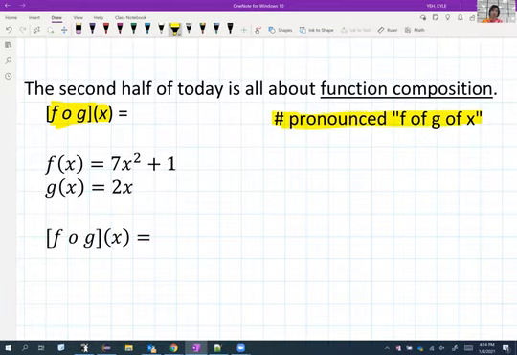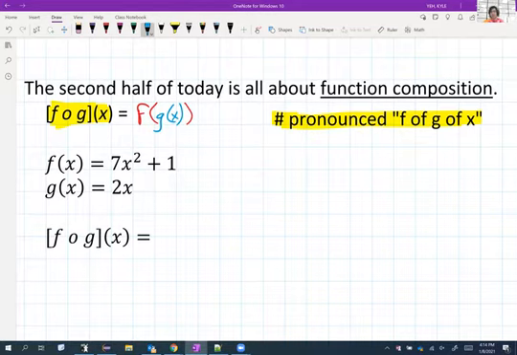Now, before I tell you exactly what this is going to look like, I want to tell you my recommended first step for you. Anytime you have a composition problem, write it in this other notation, function notation, that has a little bit more meaning. F of g of x as it is written is the exact same as f of g of x.